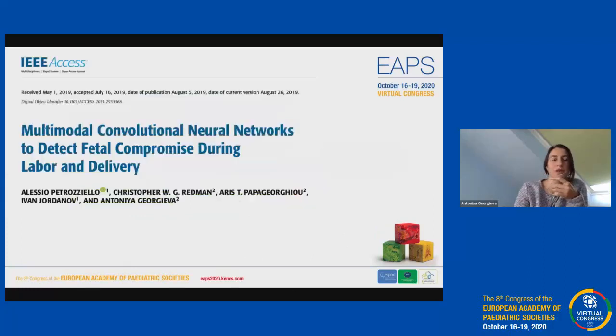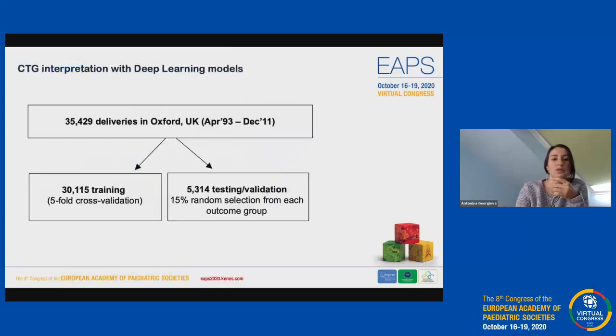Sorry. Deep learning is the topic I think is buzzing around, and I've been asked to talk more about. So this is a paper we published last year with this very complex title. I don't want the clinicians in the audience to worry too much about that title. I'll just give you a very general overview of what that means. We used 35,000 CTGs to train that deep learning model.